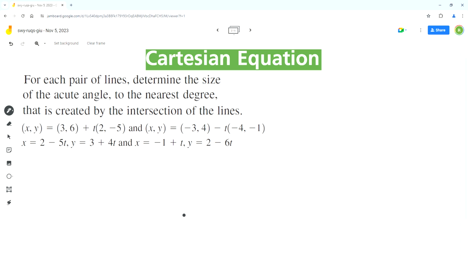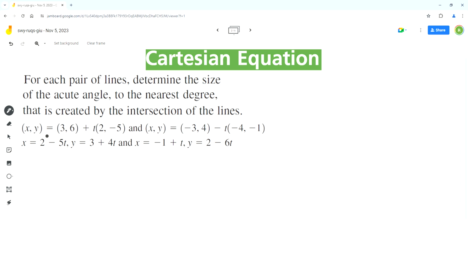So in this video, we'll solve this problem using the concepts of lines. As per the problem, for each pair of lines, determine the size of the acute angle to the nearest degree that is created by the intersection of the lines. So let's start with the first pair.